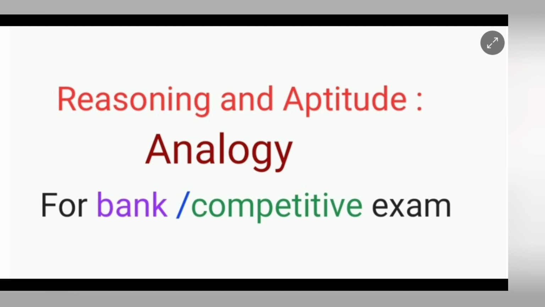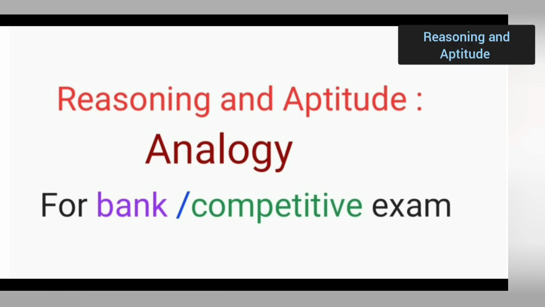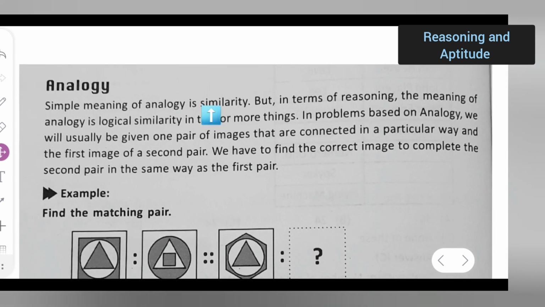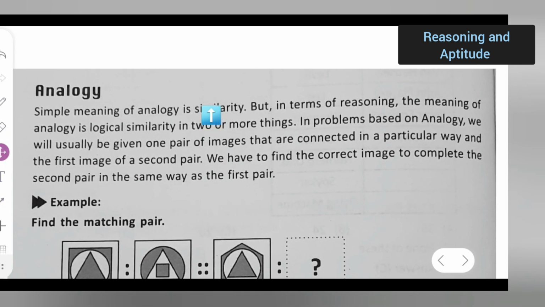So today's topic is reasoning and aptitude. The main concept will be based on analogy. This is very important for bank exams or any other competitive exam. So let us start with the concept part. Let me clear the concept first. You can take this down and start studying it for your exam.